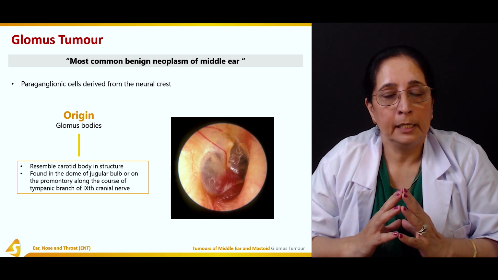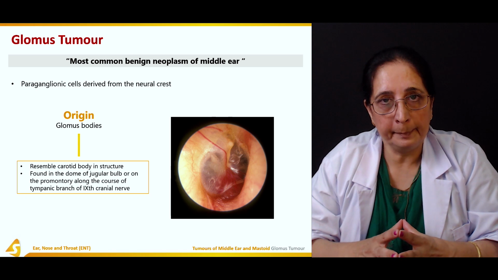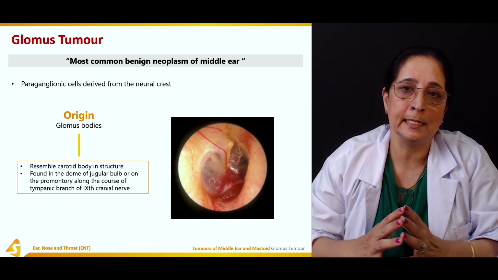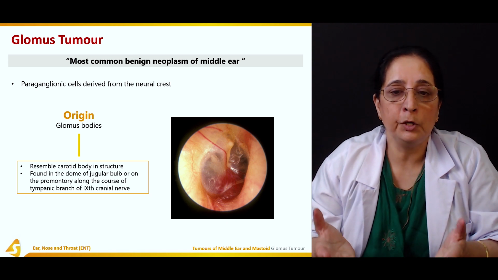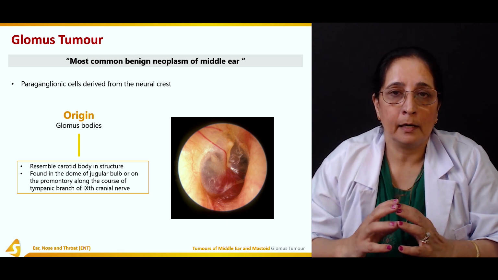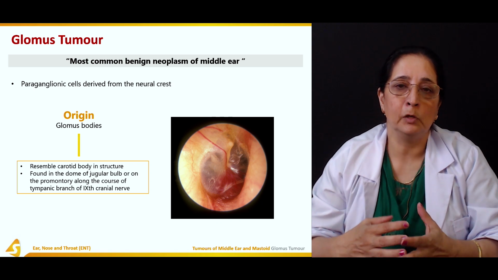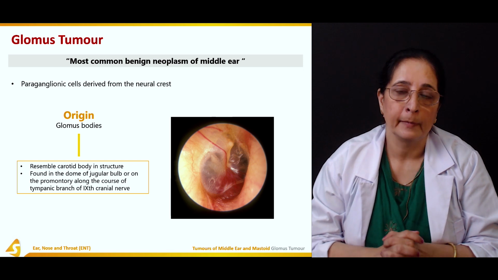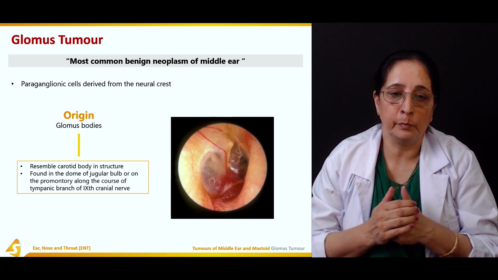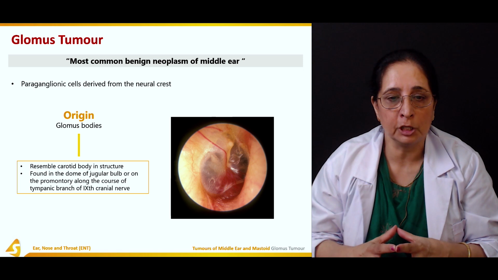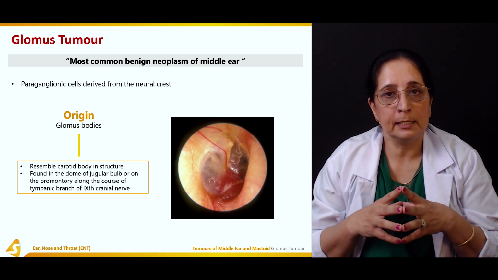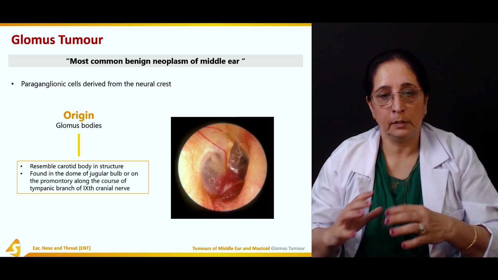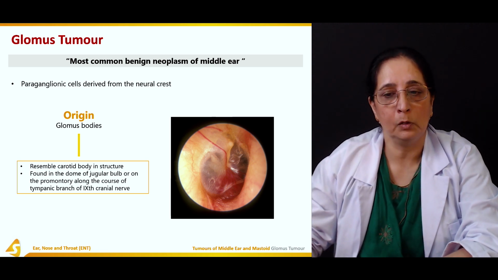So the glomus tumor is the most common benign tumor derived from paraganglionic cells that arise from the neural crest. They arise from glomus bodies. Glomus bodies are the same as the carotid body in structure. Two types of glomus tumor depending on their location. They can be in the tympanic and in the jugular bulb. So these are the origin of the glomus tumor.